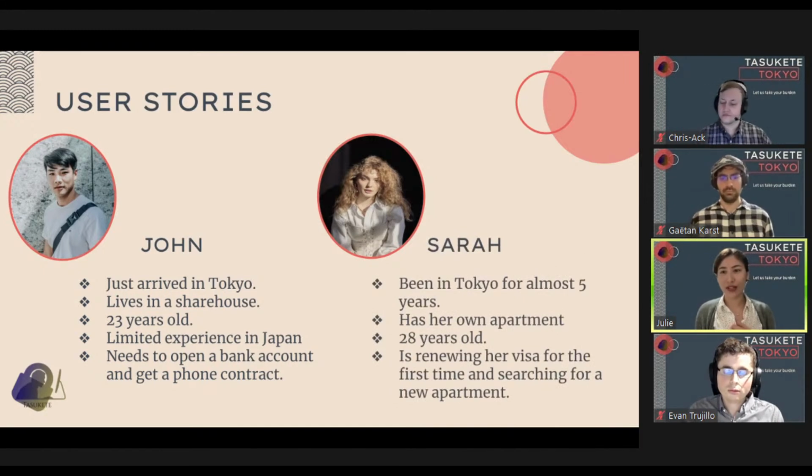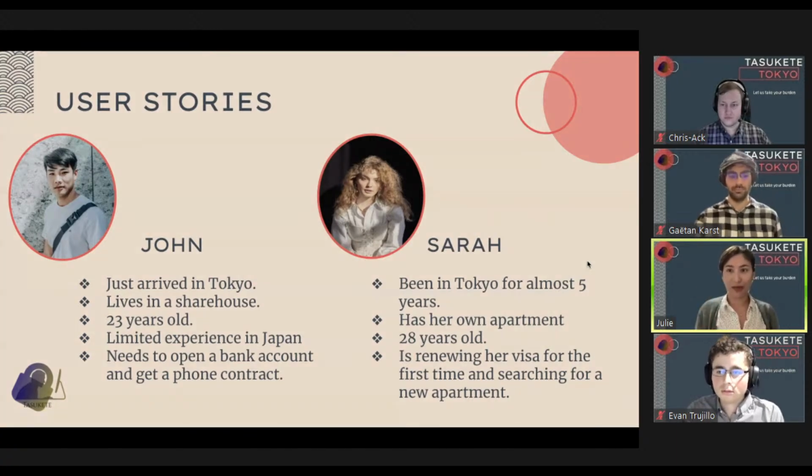Then we have Sarah. She's a little bit different to John. She's been in Tokyo for longer, for almost 5 years now. She has her own apartment. She's 28 years old, but she is renewing her visa for the first time, and she's searching for a new apartment. So she needs help with both of these things. So now I'll pass it over to Gaëtan, who's going to take us through a demo of the app with these users in mind.